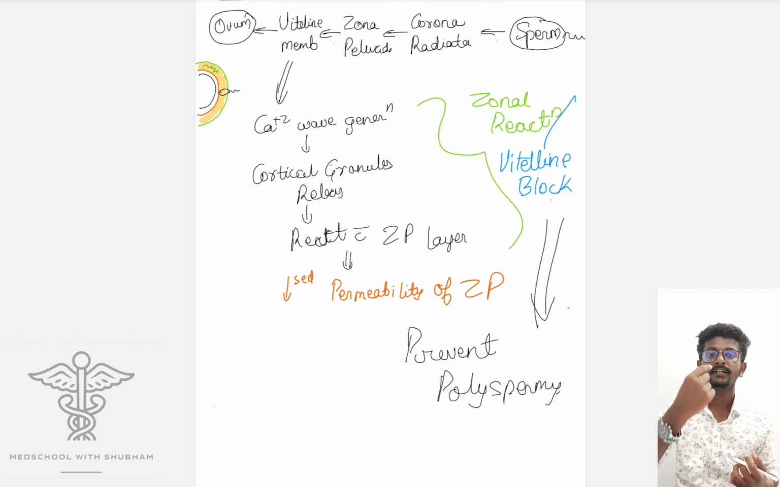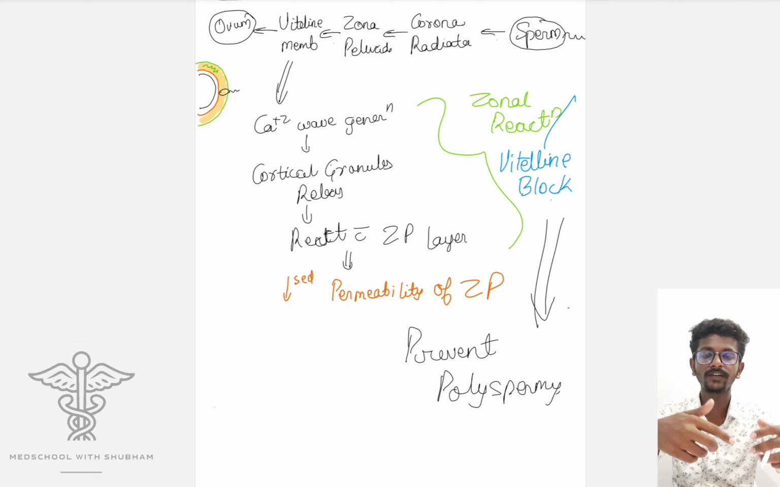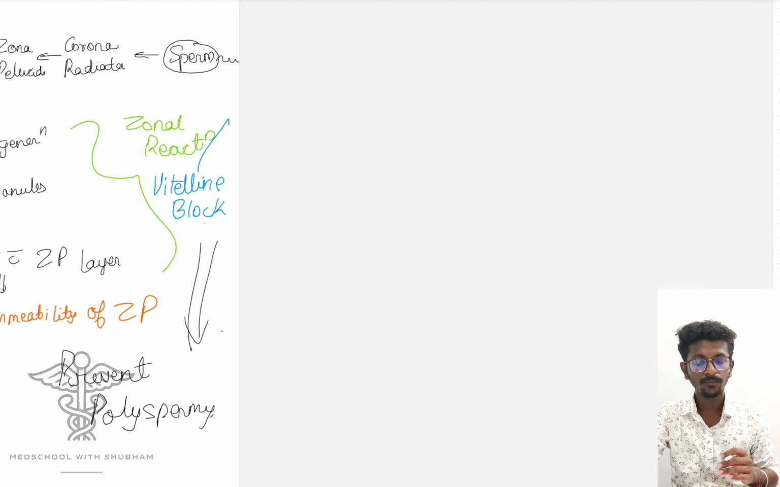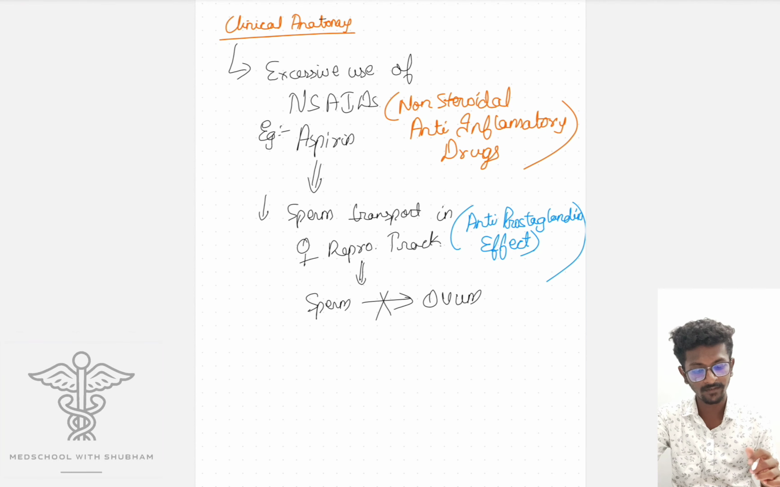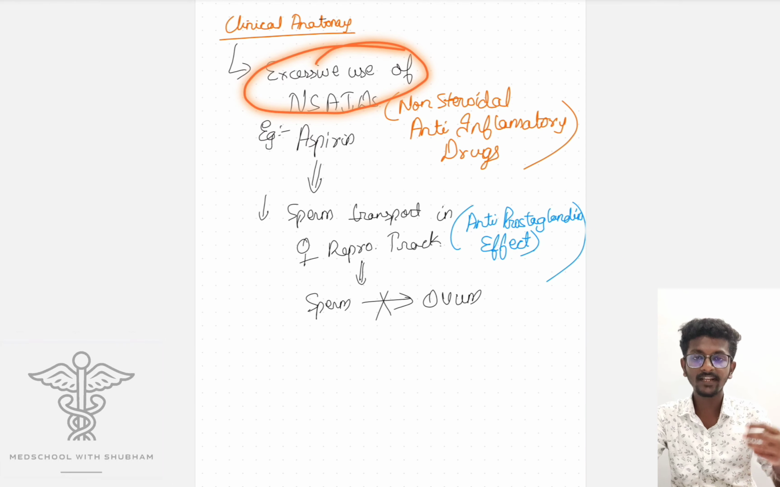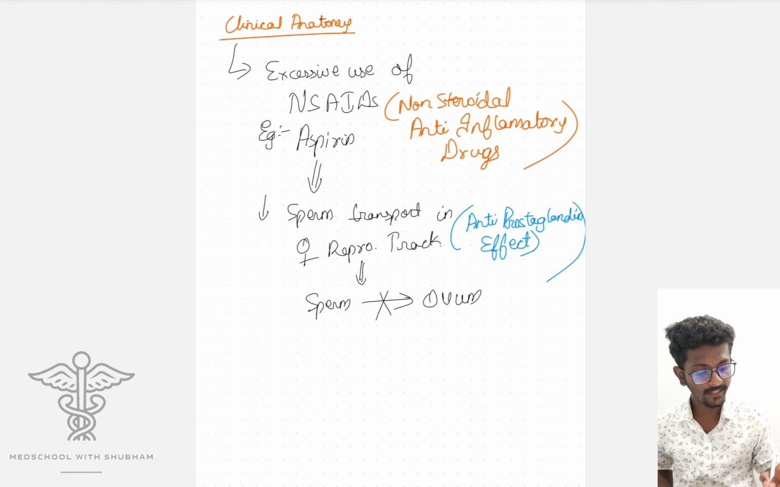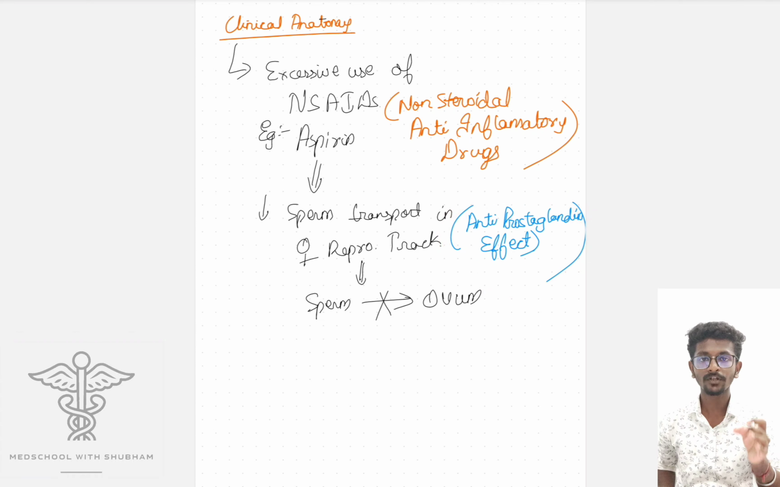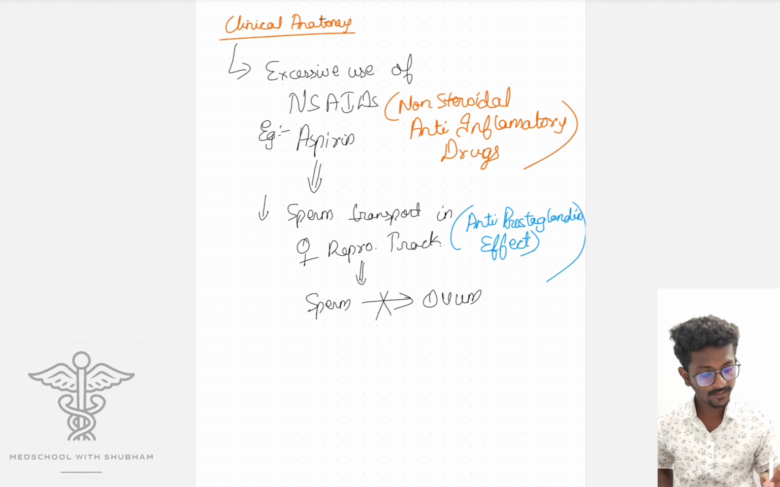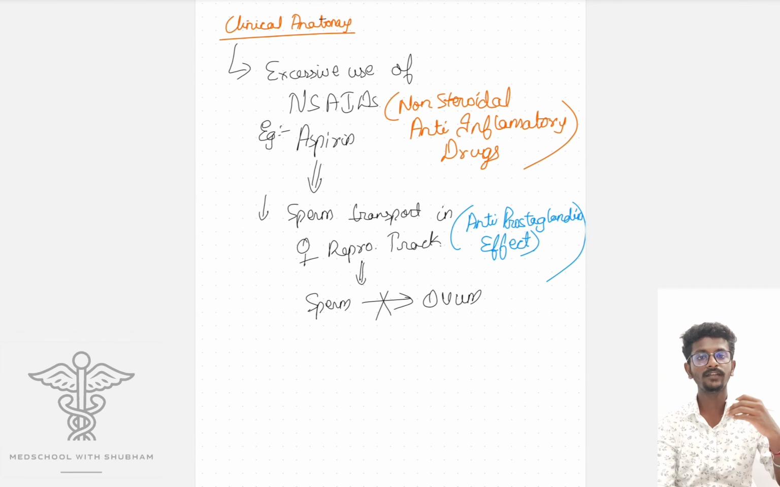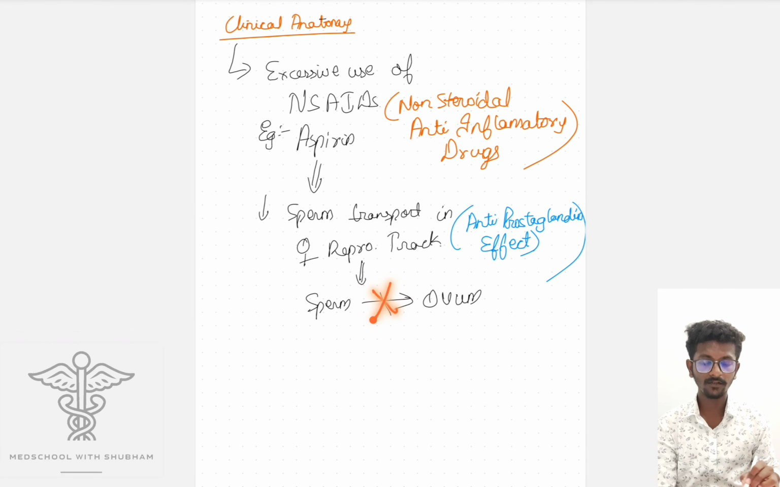What is polyspermy? A single ovum being fertilized by more than one sperm is called polyspermy. To prevent this polyspermy, the zonal reaction is required. Then last point, clinical anatomy. The excessive or regular use of NSAIDs, for example aspirin, can decrease the sperm transport in the female reproductive tract. Why? Because NSAIDs or aspirin have an anti-prostaglandin effect, and prostaglandin is actually required in the female reproductive tract for the transport of the sperm to the ovum, and therefore the sperm cannot reach the ovum.